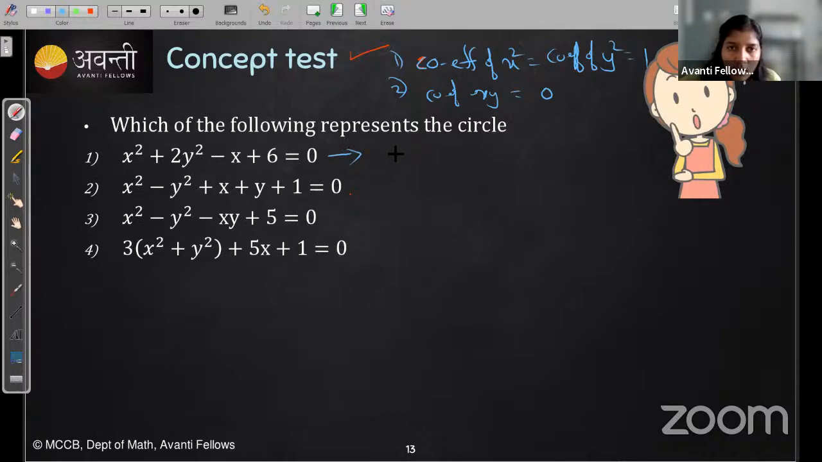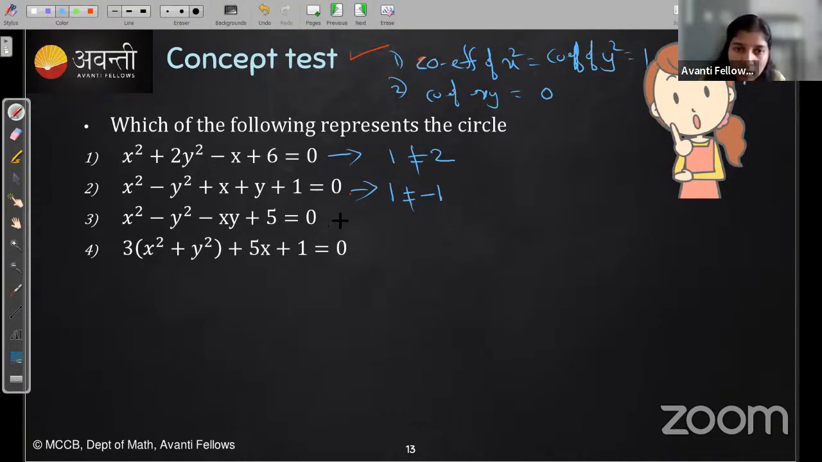Coefficient of x square is 1 and coefficient of y square is 2. Of course, these both are not equal. So it's not a circle. Clear. It's done. No need to go to the second condition. When the first condition is not satisfied, it's done. It's not a circle. In the second case, coefficient of x square is 1. Here, coefficient of y square is what? It's minus 1. When you compare it with the general equation, it's minus 1. So both are not equal. So of course, it's not a circle.